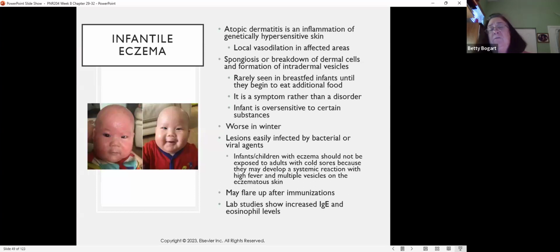Spongiosis is the breakdown of these cells and it forms these vesicles.